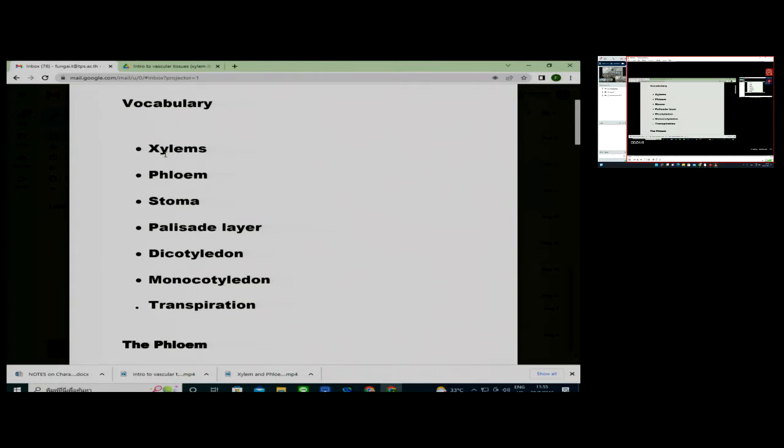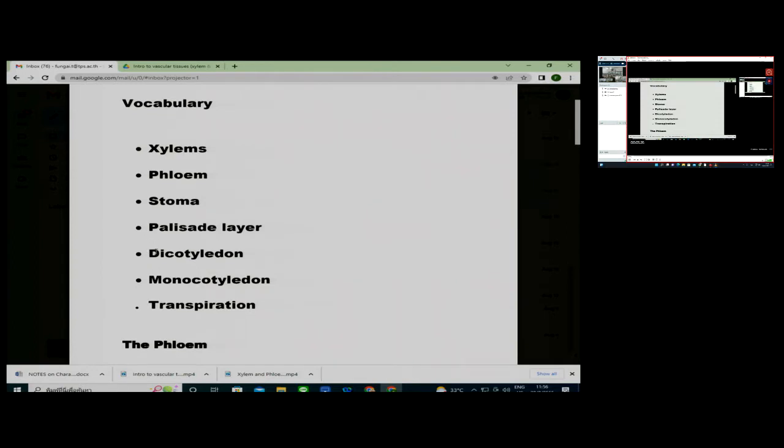Can we all pay attention and read the word xylem? Everyone? Again? Right. We are going to find out how it looks when I show you the video. Then the next one is phloem. Then the next one is the stoma. Then the next one is the palisade layer.